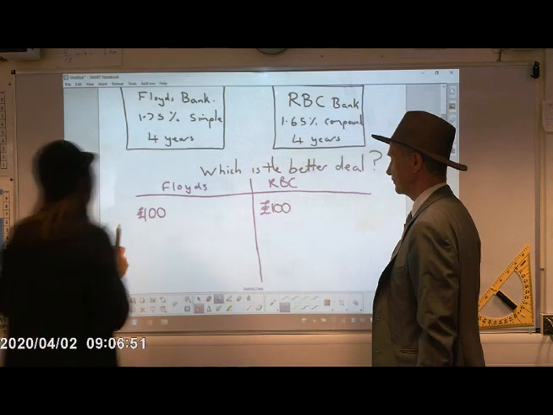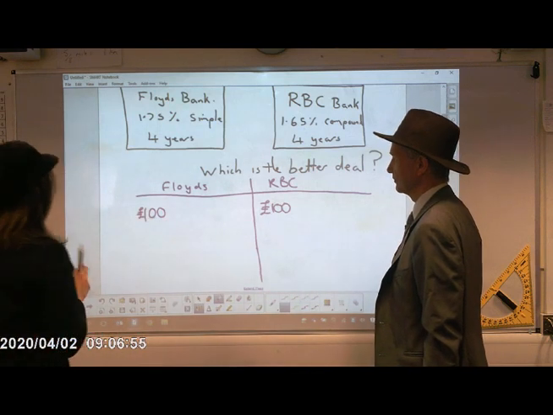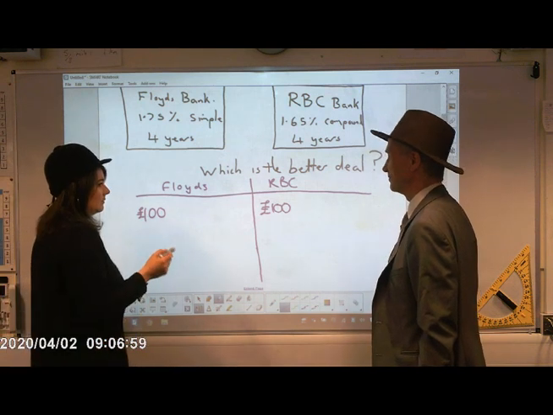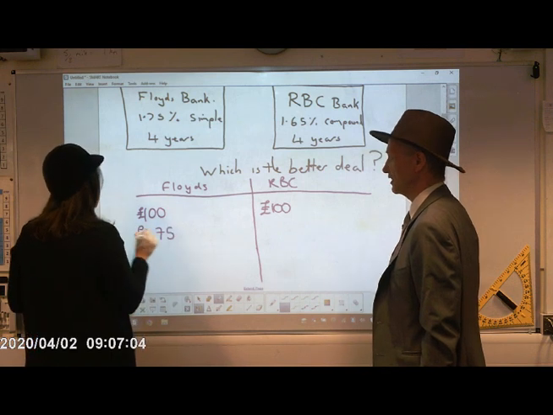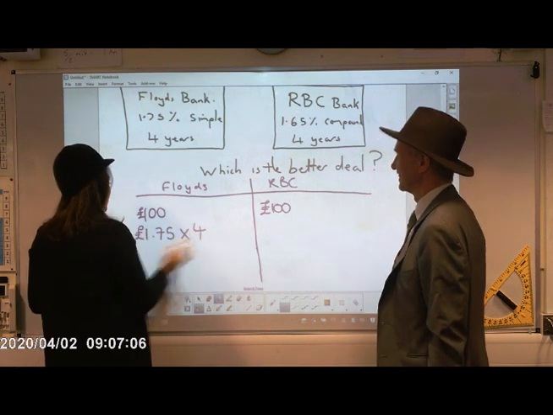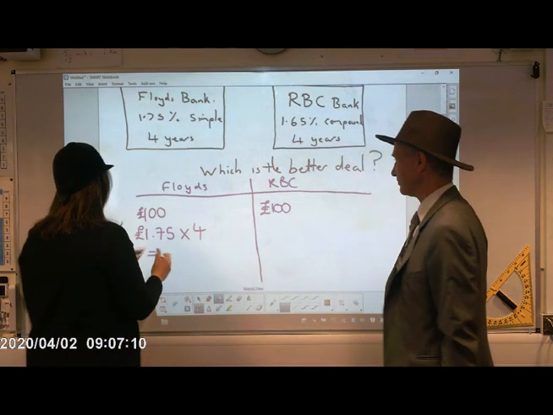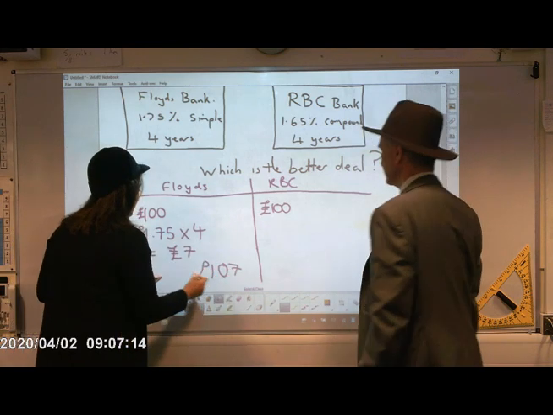Okay. So I need to find 1.75% of £100. Well, that is just going to be £1.75. I'm getting that for 4 years. 1.75 times 4, only £7. So in total, I'm going to have £107 at the end.